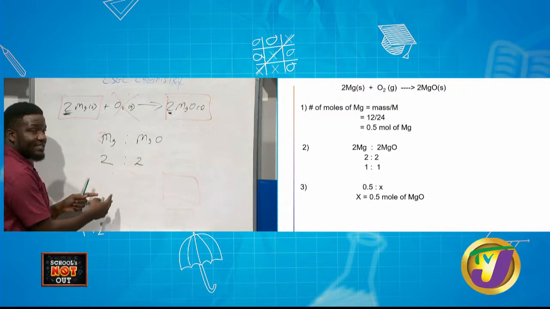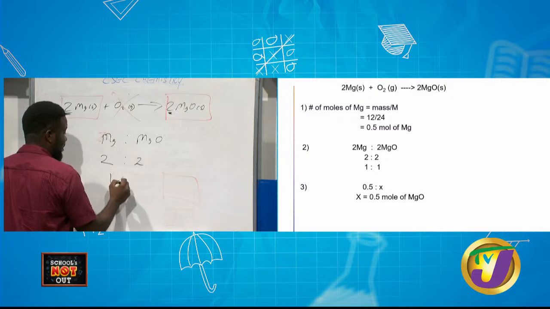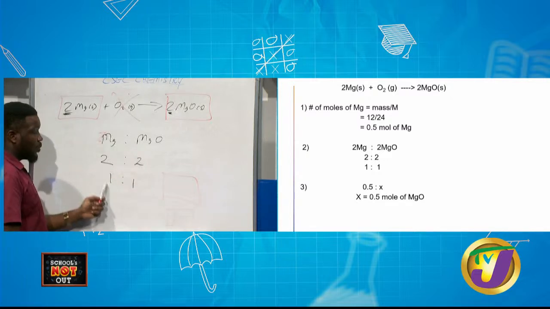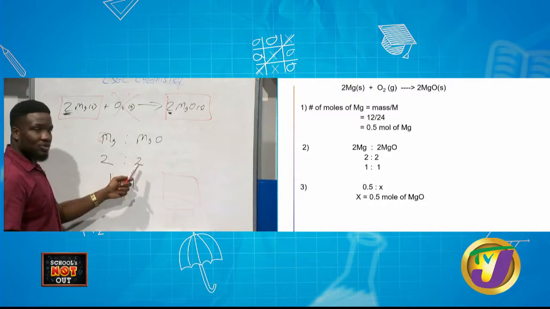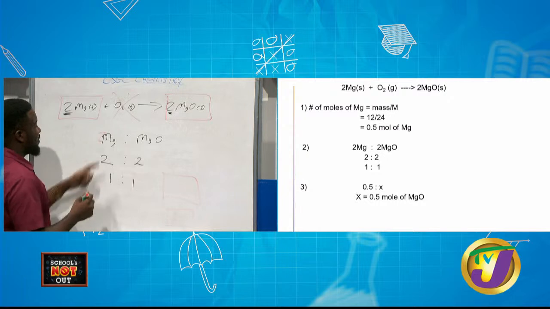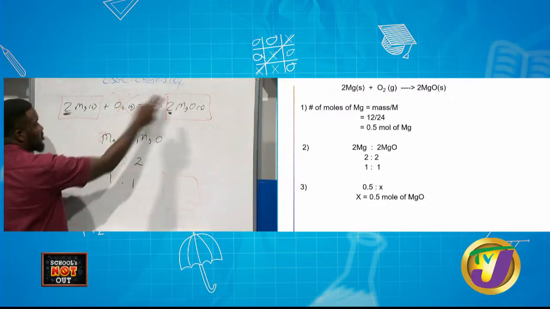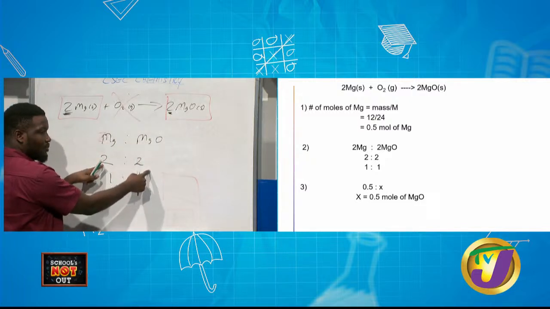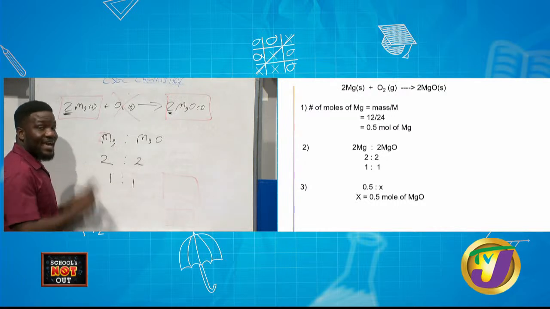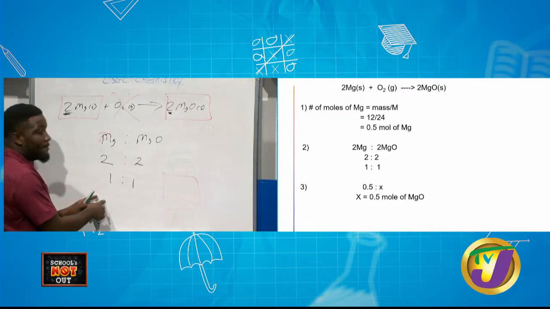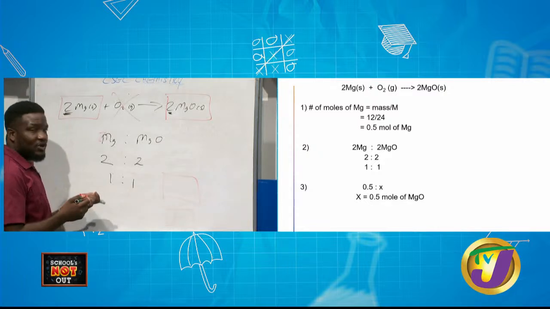But we can cancel this down because 2 can go into 2. So 2 into 2 goes 1 time. And so our mole ratio is a 1 to 1 ratio. And that is why you see on the slide, 2 to 2 goes down to 1 to 1. Because magnesium and magnesium oxide, we had 2 of it. So 2 moles of this will produce 2 moles of that. So 2 to 2, but they can be canceled down to 1 to 1. So it's a 1 to 1 ratio. That means any mole we get for magnesium must be the same for magnesium oxide. All right? And that is where number 3 comes in now.